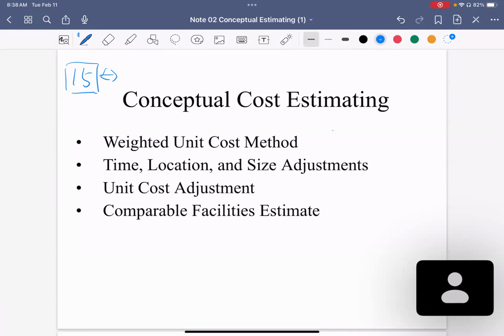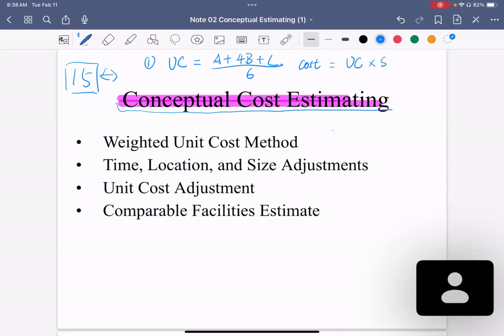So first we will take a quick review about what we have learned for the conceptual estimating. This is the topic we have learned in the past couple of weeks. The first method we learned is called weight unit cost, where UC is equal to (A plus 4 times B plus C) divided by 6. And then the cost is equal to UC times size. So this is the first method we learned.